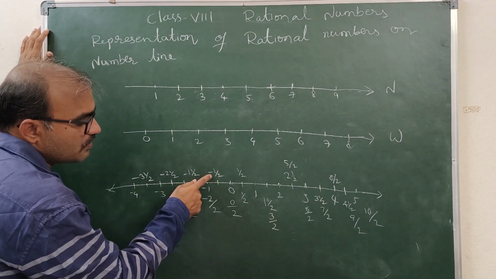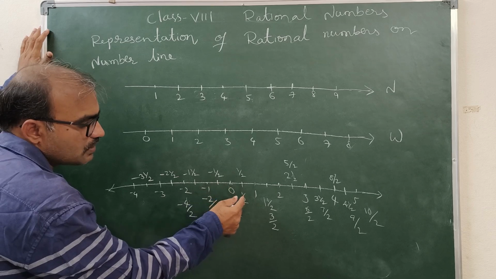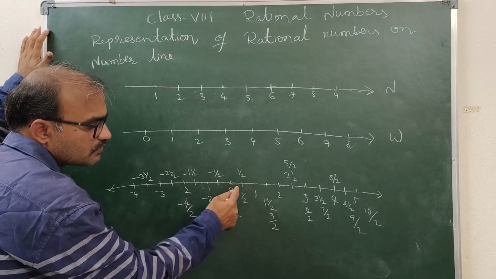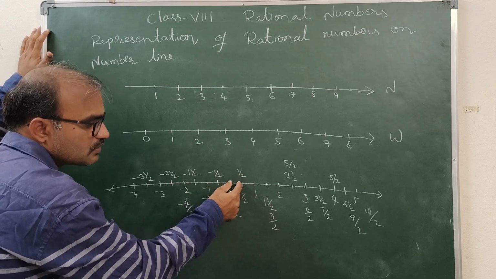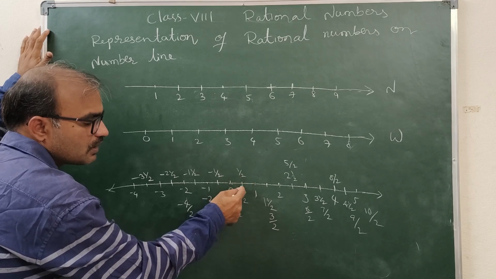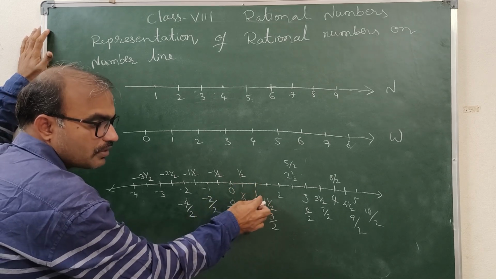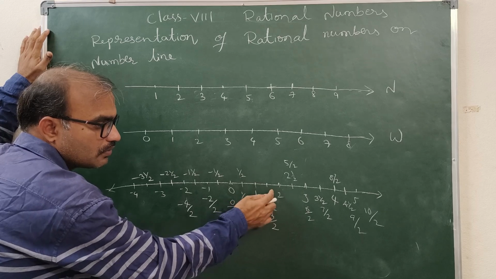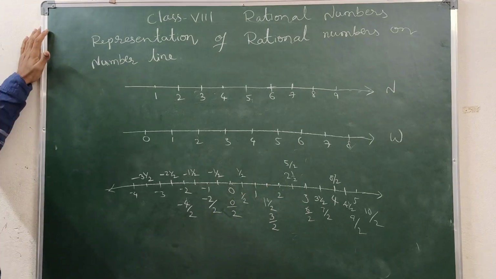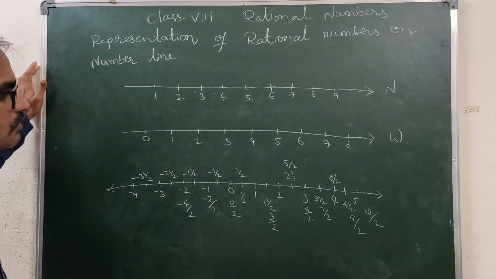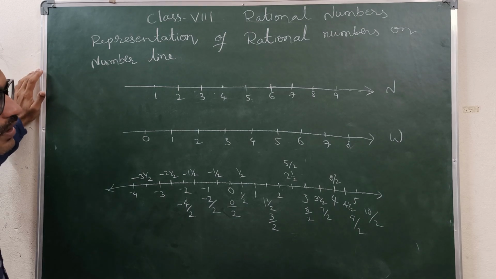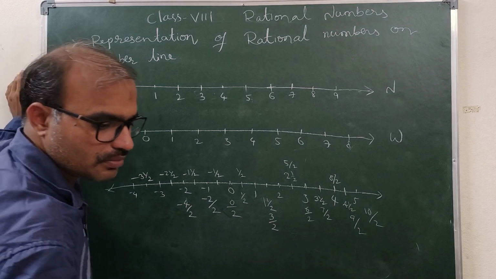Here, as we have represented halves, the distance between two wholes, 0 and 1, is made into two equal parts. This part, this part. Don't count the lines, count the number of parts. And between 1 and 2, again, we have made two equal parts. In that way, you have to represent numbers on the number line. Let us go with some examples.